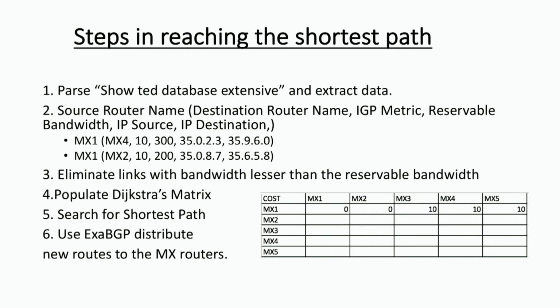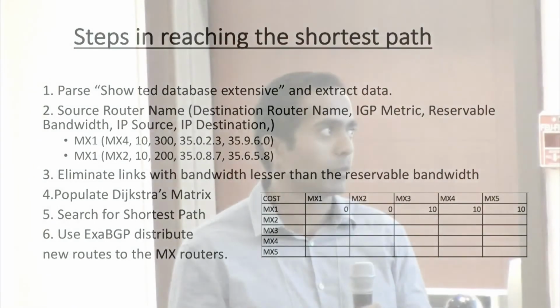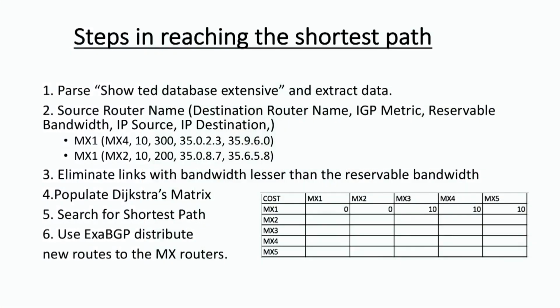So then we came up with an idea of why not just take out all the links where the bandwidth is lesser than the specified bandwidth, because the narrowest part of the pipe is what you don't want, right? And then you run the algorithm over the rest of the network, and then you have the shortest path with enough bandwidth. So that was the idea. And then populate the matrix with the cost of the links, and then search for the shortest path, and then use ExaBGP to distribute it.